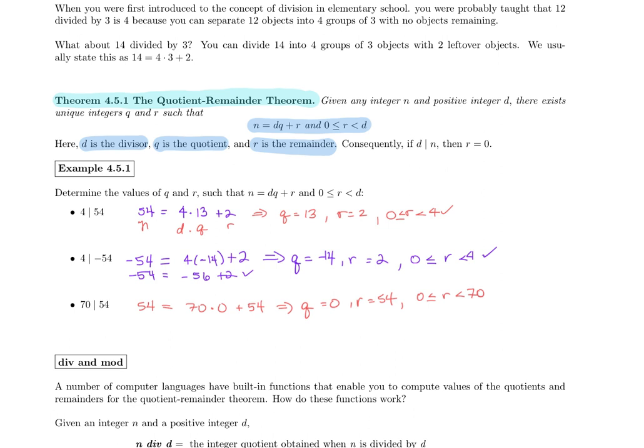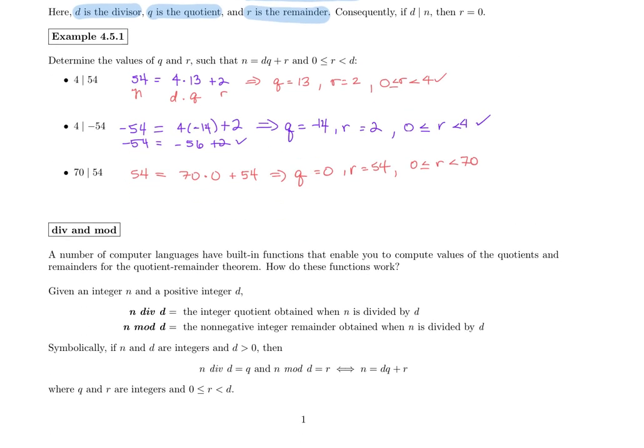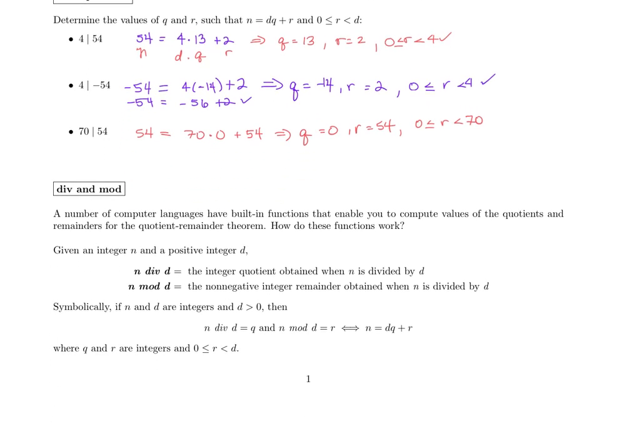But what this leads to is an interesting concept that some of you have probably already seen in your programming, and that's the idea of div and mod. The way that we write out div and mod is very similar to our quotient-remainder theorem. A number of computer languages have built-in functions that enable you to compute values of the quotients and the remainders from this quotient-remainder theorem. And we need to know, how do they work?